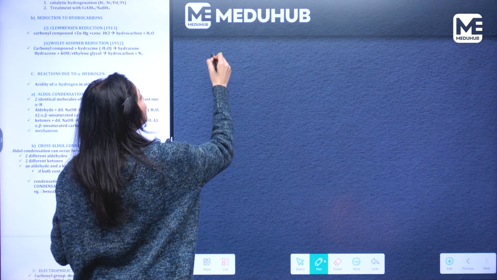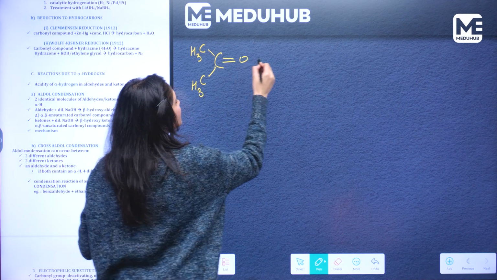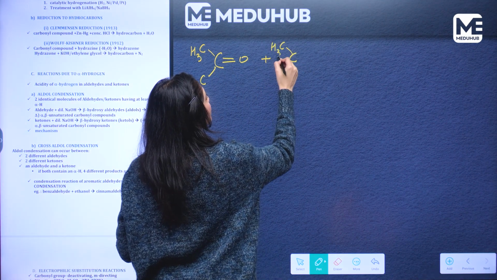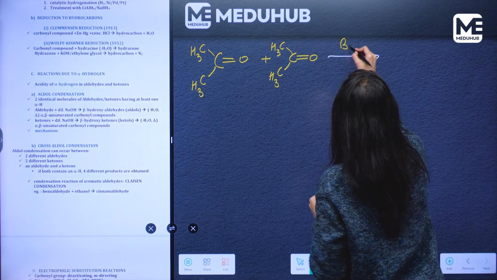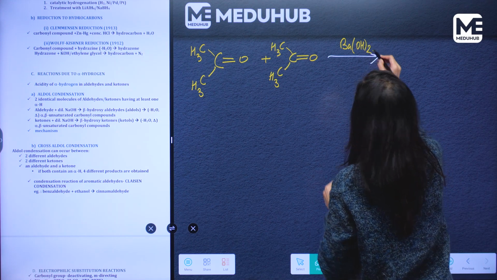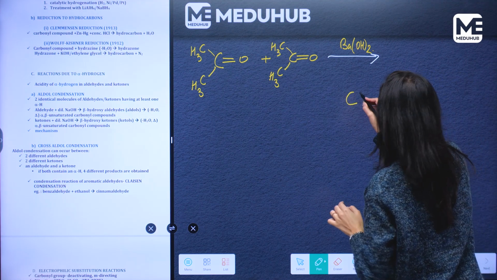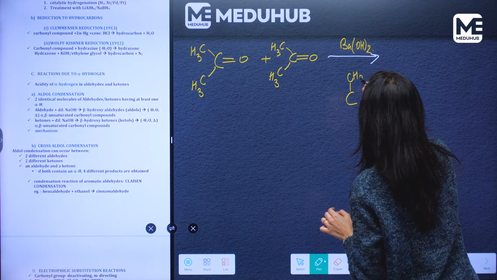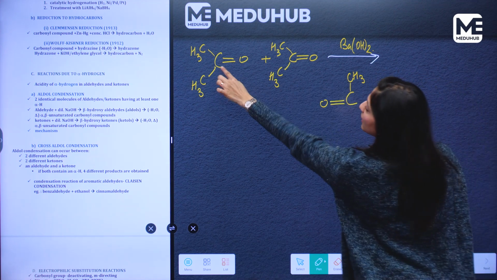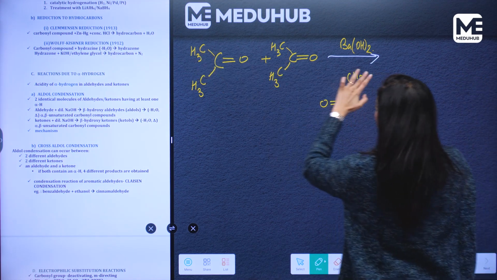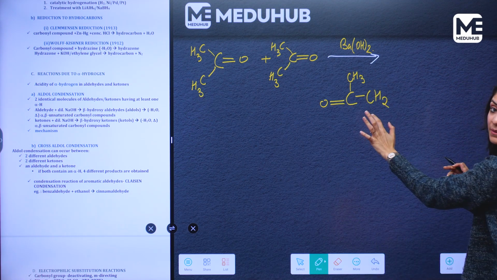So let's say we have two molecules of propanol condensing together. In the presence of a base like barium hydroxide, one molecule will form the carbon ion. Let me write it here. This carbon is the carbonyl carbon. This CH3 group is as it is. The other CH3 group loses a hydrogen. This one forms a carbon ion here.